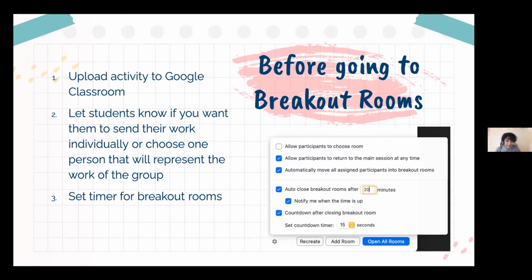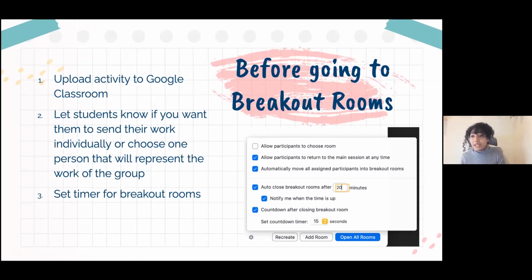Now, the second step is to let students know if they want to send their work individually or if they are going to choose a person that is going to represent the whole group. Why is this important? Sometimes students are all working together in the breakout room, but they don't know how the teacher is going to see their work. How are they going to get the feedback? So I think those expectations have to be very clear before going into the breakout rooms. And that's why I let students know whether I'm going to be correcting the work individually, or they can choose one person to represent the work for the whole group.